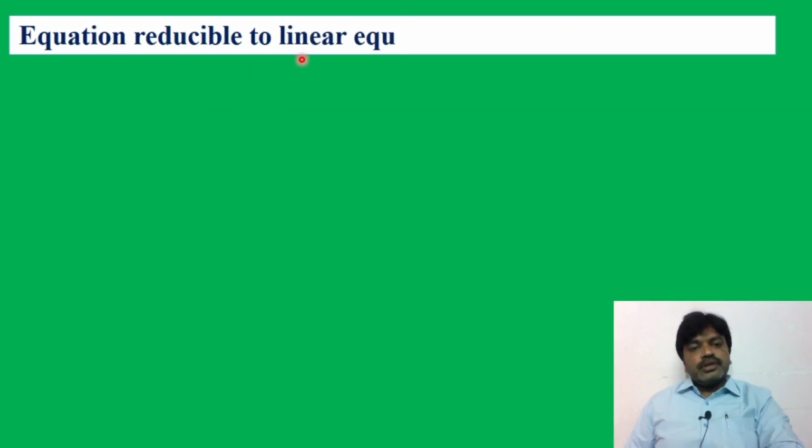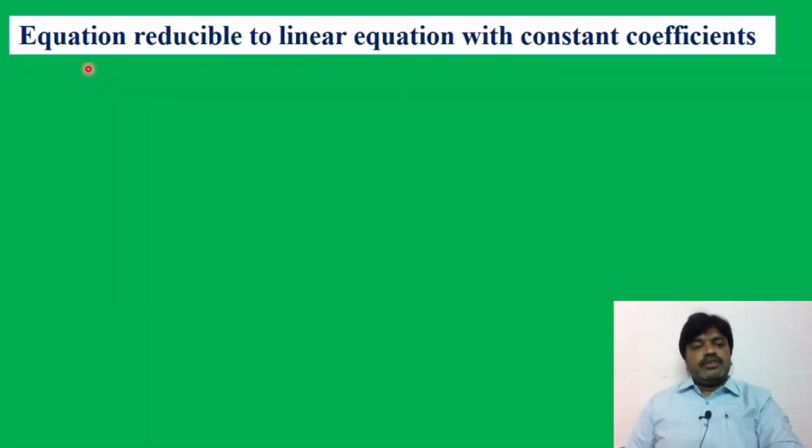Equations reducible to linear equations with constant coefficients. Given an equation with variable coefficients, that equation can be reduced to a linear equation with what, friends? Constant coefficients. This is very, very important, friends. A linear differential equation with constant coefficients. How do we reduce it? Let us see the basic definition.